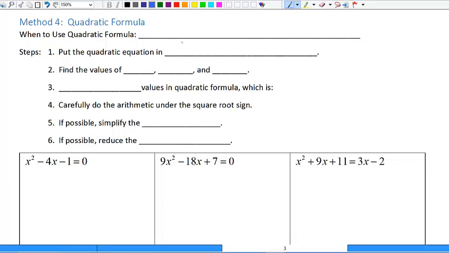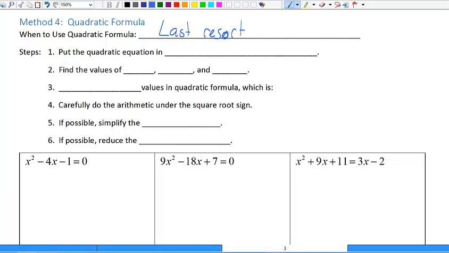Our last method is called the quadratic formula. So when do we want to use the quadratic formula? In my opinion, it's a last resort method. If you can factor, definitely factor it. If you can take the square root method, do that. If a is 1 and b is even, then do completing the square, because then you won't have any fractions.